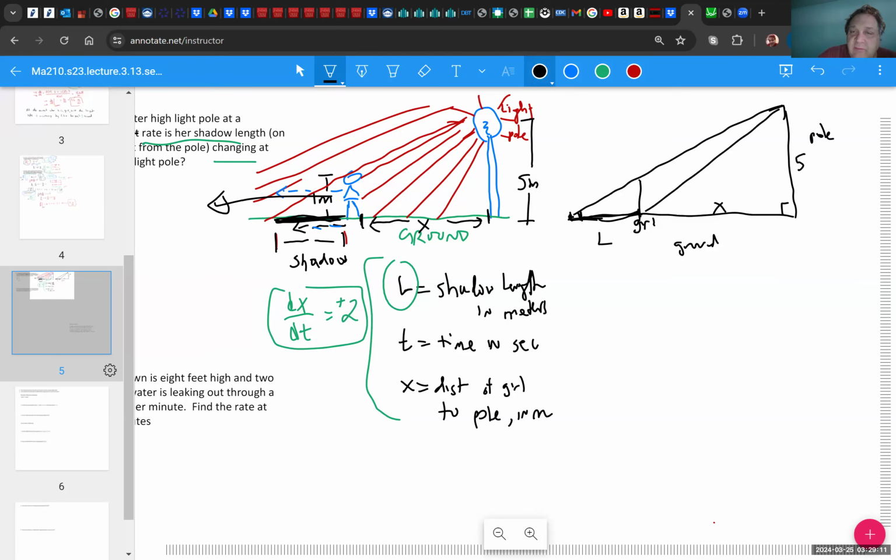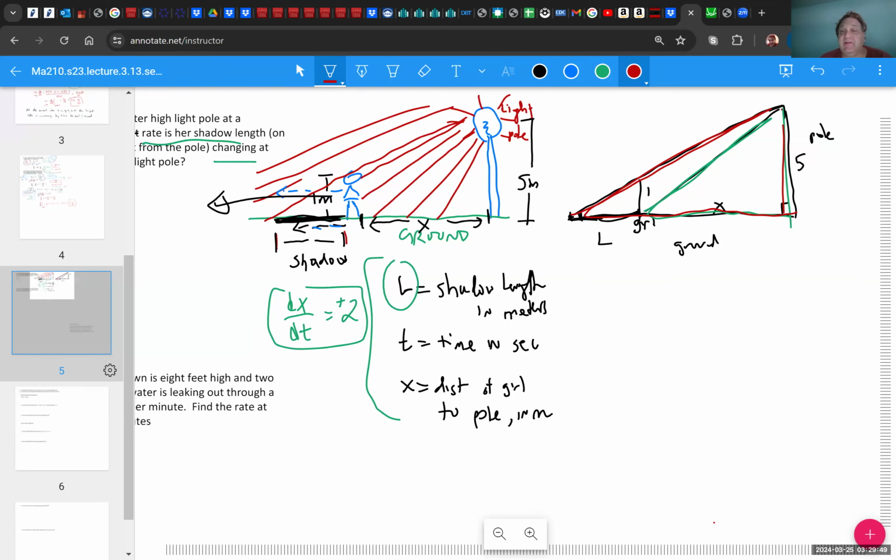And let's see if I've redrawn my figure without all the fancy artwork in there. 5 meter tall pole, 1 meter tall girl, X distance from the ground to the girl, L distance from the girl to the end of the shadow. I think I got it all in there. So that is my situation. I actually have 2 triangles. I have this sort of inner triangle here, and then I have a bigger right triangle. There's 2 right triangles here. I guess there's lots of triangles, but I'm talking about right triangles.